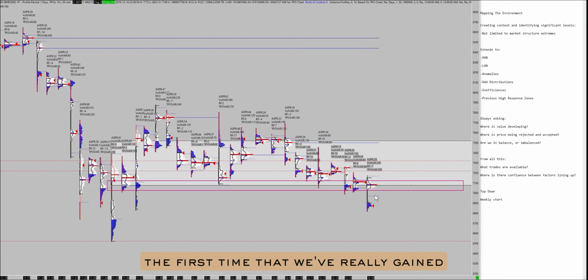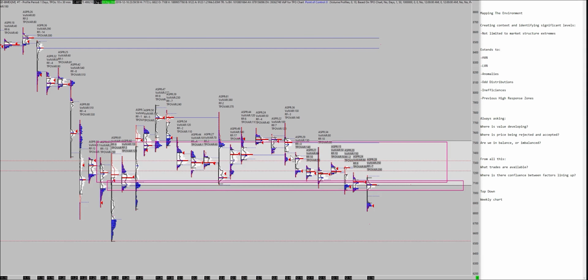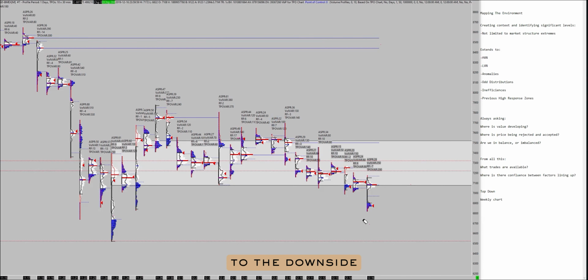Again, this is the first time that we've really gained significant acceptance into this low, so rather into this structure, where we spent most of our time, 70% of our time auctioning within this location. And this is the first time that we've gained acceptance to the downside. So in this situation, I would anticipate that we're going to come down to this low, and the kind of response we get down here would dictate our response moving forward.